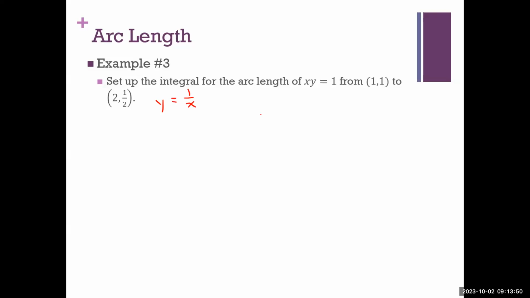Now, what do I do with this thing? Find its derivative. What is the derivative of 1 over x? Negative 1 over x squared. All right, so we got the derivative. A little closer to setting up that integral. So what else do we have to do?